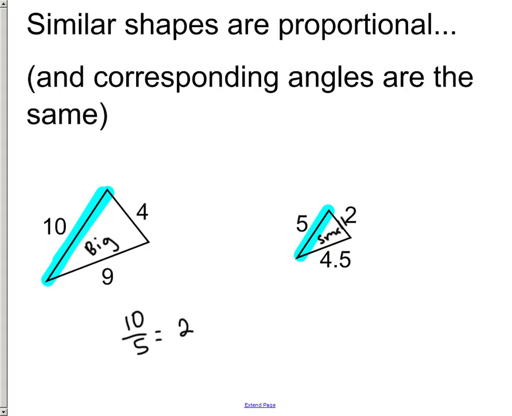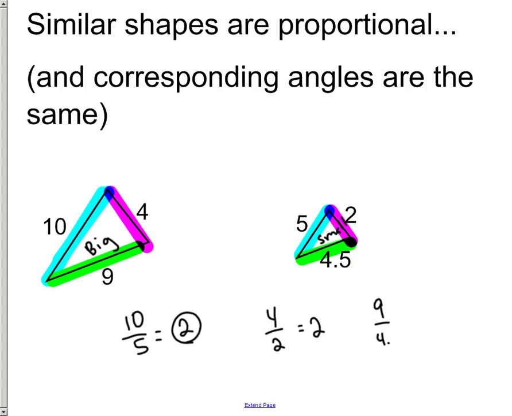And the cool thing is we're going to get the same answer when we do the other corresponding sides. 4 would correspond to 2 because both of those are the smallest side. 4 divided by 2 is 2. And here's the last one. 9 would correspond to 4.5. And we would still get 2. So that's what we mean when the sides are proportional. And that's a really useful property of these similar shapes.